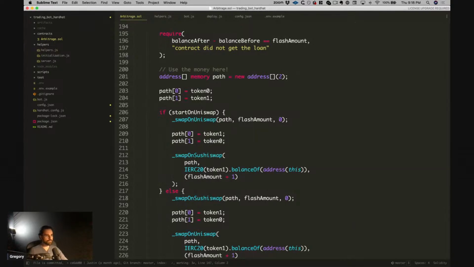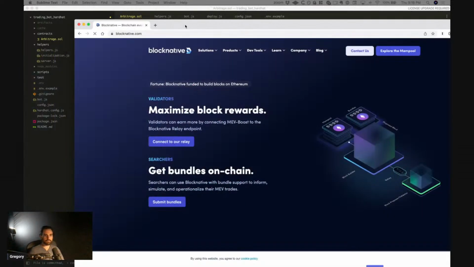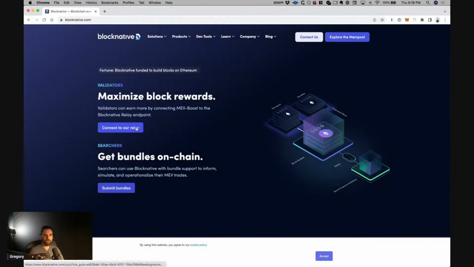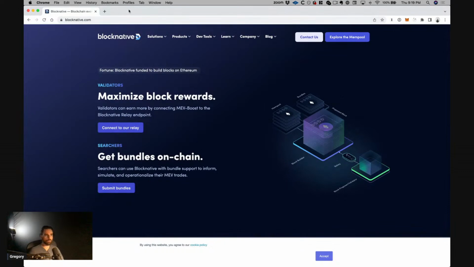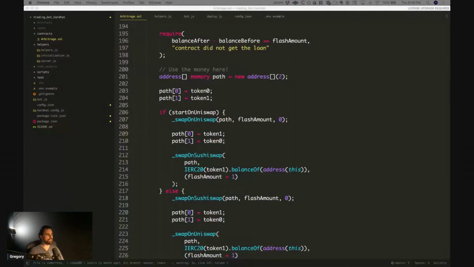All right, so if you want to get super advanced and do front running protection, basically you can use stuff like Blocknative to get mempool access if you want to, look at stuff in the mempool, or you can basically submit your transactions to something like Flashbots, for example, so that you can do private transactions that are included.